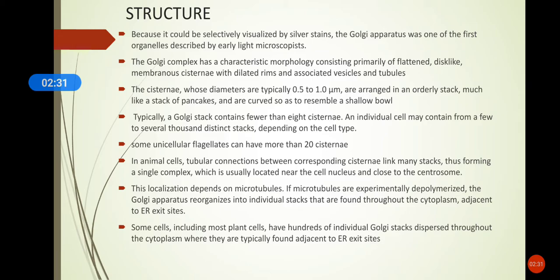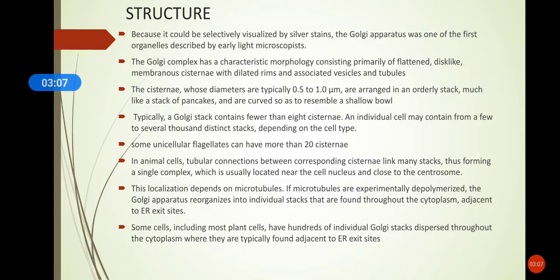In the case of animal cells, there are tubular connections between these cisternae and they link the stacks together. They form a single complex that can be found near the cell nucleus, very close to the centrosome. This localization is because of the presence of microtubules. If we experimentally depolymerize the microtubules, the Golgi apparatus will reorganize into individual stacks that will be dispersed all through the cytoplasm.